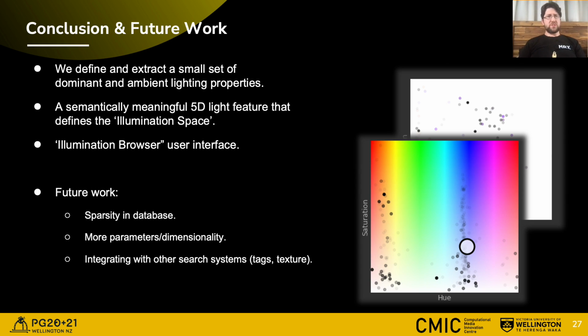So to conclude, we define and extract a small set of dominant and ambient lighting properties, which runs automatically over a database. We then convert those properties into a semantically meaningful 5D light feature vector that defines the illumination space. We also introduce the Illumination browser, which is a user interface that takes that illumination space and visualizes it in a UI, which artists can then browse and select and apply the Radiance map to a preview renderer.